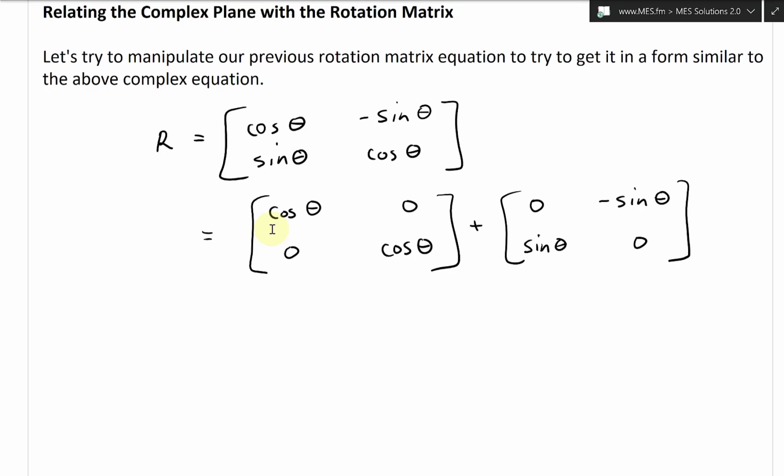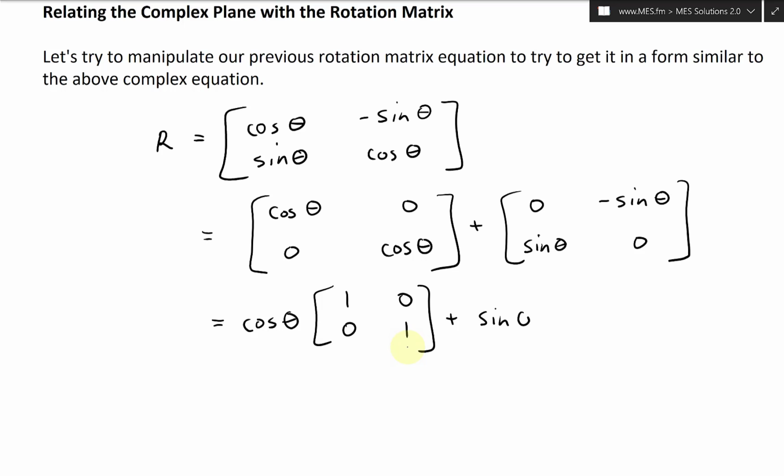Now we're going to factor out the cosine, because when you have a constant multiplied inside a matrix, you just put that in every term. So we factor out this cosine theta, and we're left with 1, 0, 0, 1. When you multiply cosine inside, you just get the cosine on the diagonal. The next one is sine theta. So take out the sine, and we're left with 0, negative 1, 1, 0.